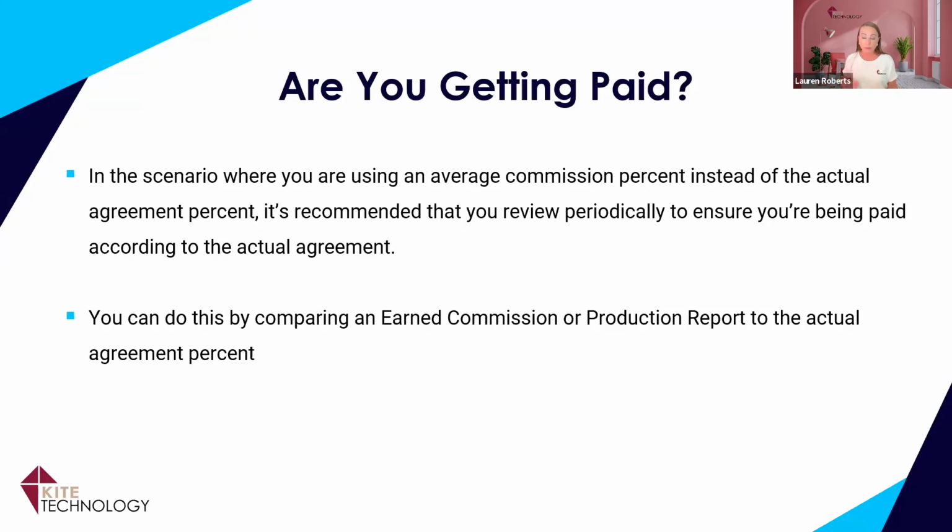You can pull a production report, earned commission report, whichever one you prefer, for let's say the last 3 months, if you want to do it quarterly or biannually, by carrier, and look at the commission percentages that you're getting compared to your actual company commission agreement, right? Whatever came directly from Travelers. Take a look at those every once in a while.